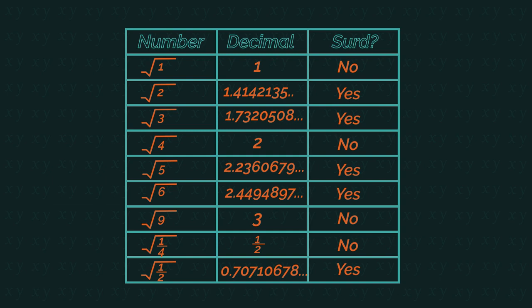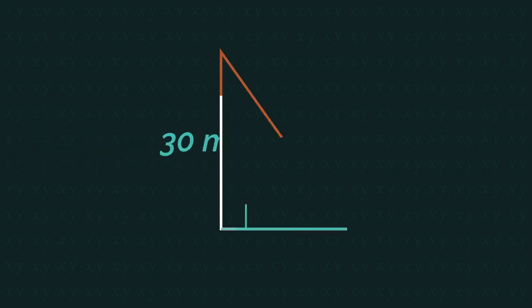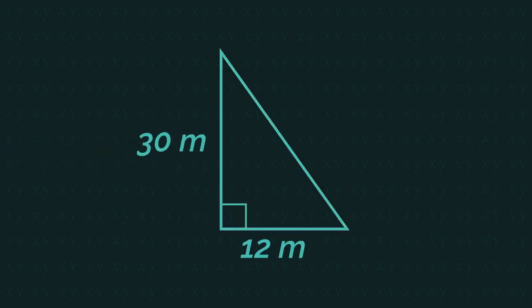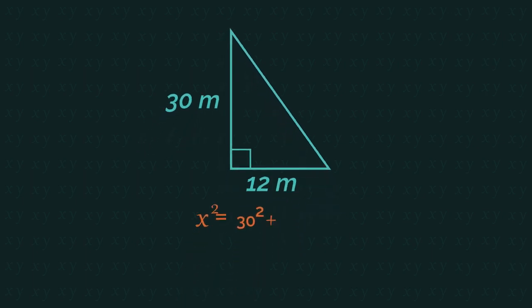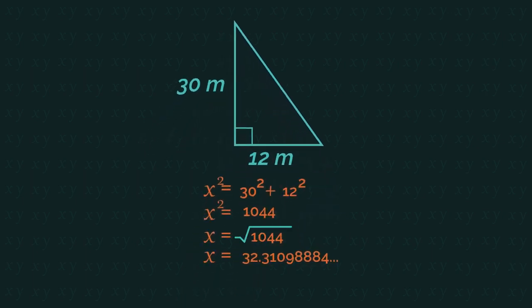Surds are actually really useful. See how much easier it is to write square root 2 rather than all of those decimals. And actually, in Pythagoras, we come across them a lot because it is much more accurate to leave it as a surd than to round the decimal places. So square root 1044, or the simplified surd form of 6 root 29, is much more accurate and easier than writing 31.31, etc.